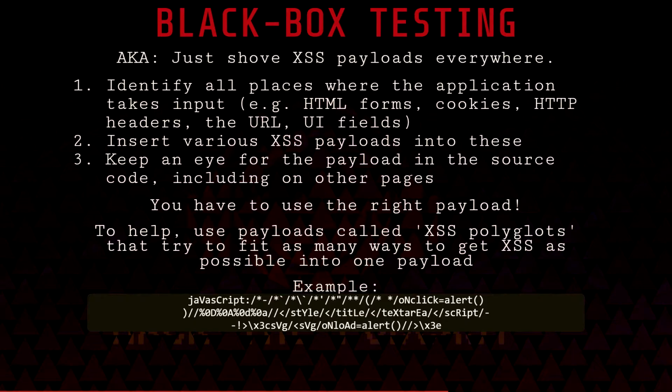You have uppercase and lowercase JavaScript, a bunch of comments, onclick alert, onload alert. It's a bit hard to know what's going on, but essentially what it's trying to do is fit as many ways as possible to execute JavaScript into one string. This is probably the first one you're going to encounter if you Google XSS polyglots, because it's called the ultimate XSS polyglot. But I want to point out that it's not perfect.